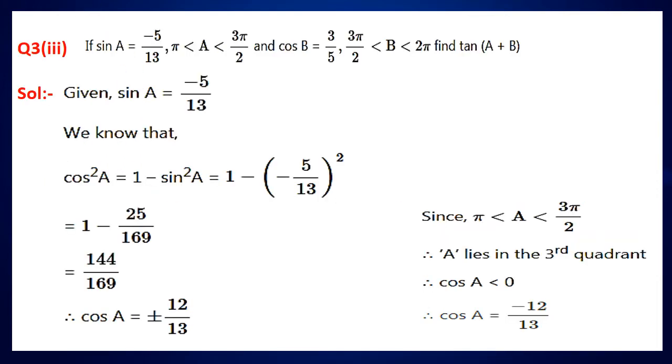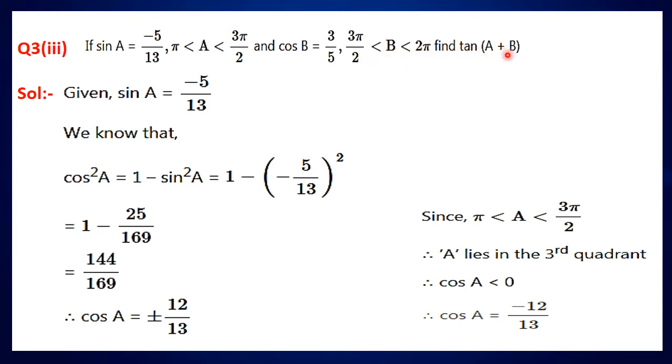Question number 3. If sin A is equal to minus 5 upon 13, where pi is less than A less than 3 pi upon 2, and cos B is equal to 3 upon 5, where B lies between 3 pi upon 2 and 2 pi, find tan(A + B).